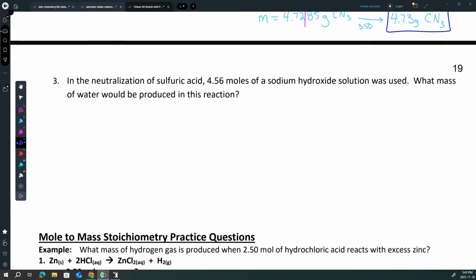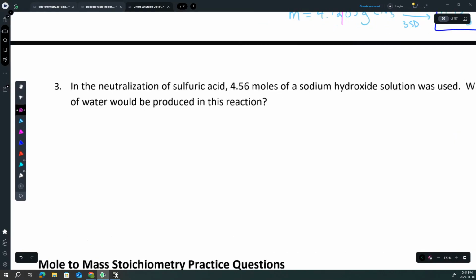All right, next example here. In the neutralization of sulfuric acid, so neutralization, that's a specific word that means you have an acid reacting with some base. Okay, so ultimately what this means is it's going to be a double replacement reaction. So in the neutralization of sulfuric acid, 4.56 moles of a sodium hydroxide solution was used. What mass of water would be produced in this reaction? So let's write out this reaction.